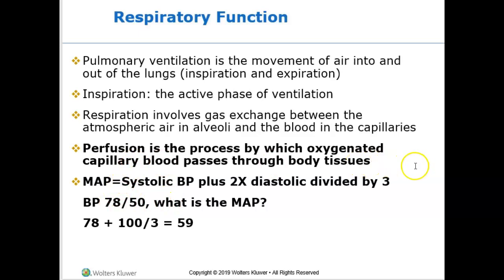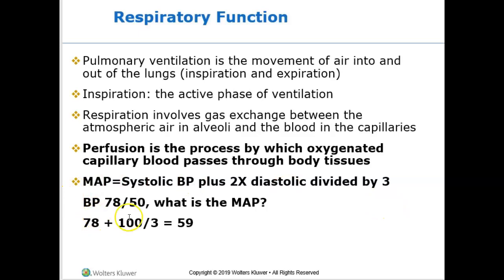the way we figure out if you have enough perfusion is we look at the MAP. So there's the formula for MAP. You don't need to know that in block 1, but it's a good thing to know anyway. Systolic blood pressure, so your top number in your blood pressure reading, plus 2 times your diastolic. And then you take that total and divide it by 3.